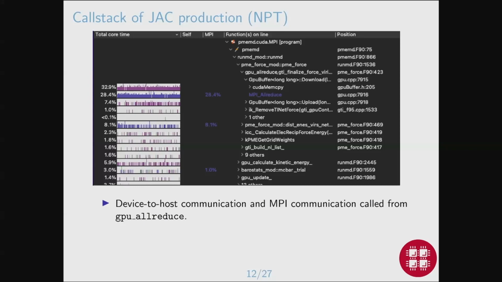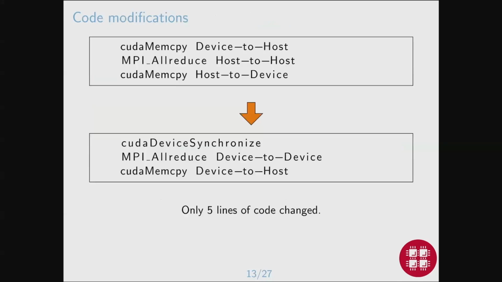And that GPU all reduce communication is accounting for about 60% of the total runtime. So here's what the GPU all reduce function was doing in the original code. It was doing a CUDA mem copy from the device to the host, then doing an all reduce between host memory, and then copying the result back from the host to the device. So kind of that first approach that I mentioned earlier.